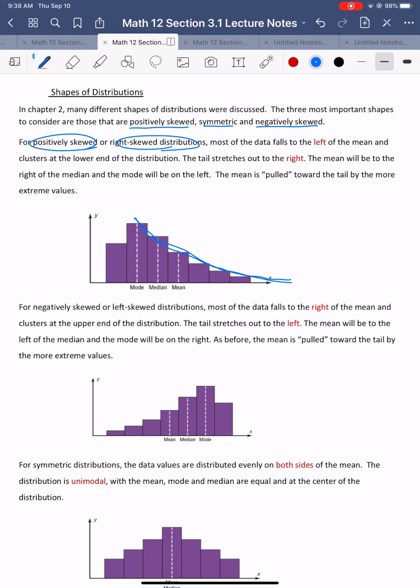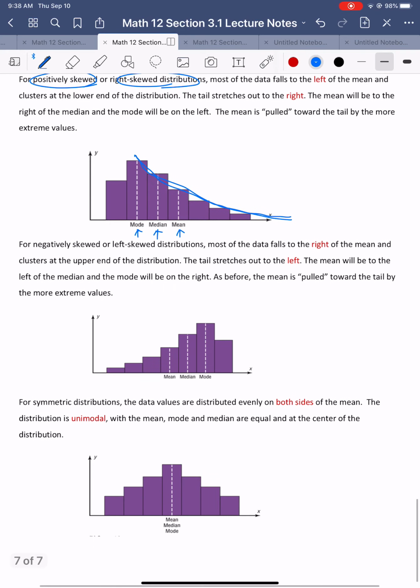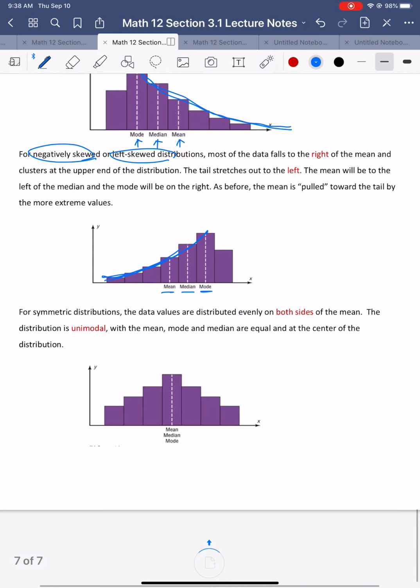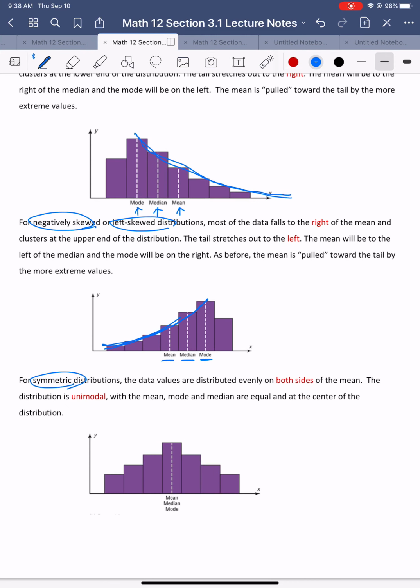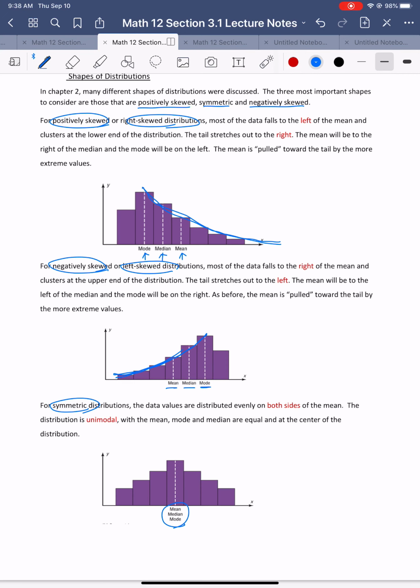Which means if you have a positive skewed or right skewed distribution, the mode always comes first, then the median, and then the mean. For the negative skewed, which is the left skewed distribution, the order is the mean, then the median, and then the mode. For the symmetric ones, everything comes to the same place in the middle. So we'll mostly get these three types.